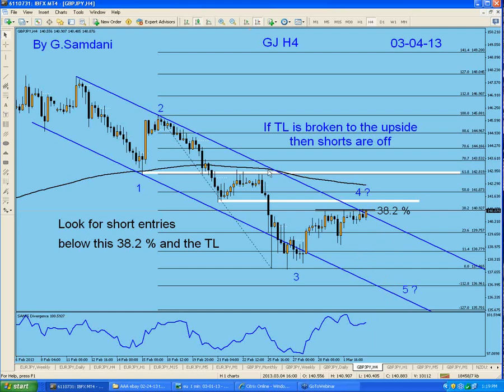So I'm expecting a short entry here, but you never know. All right, so let's see what happens. But this is one of those trades, and several trades I mailed out last night. This is one of them. I'm just showing it to you.